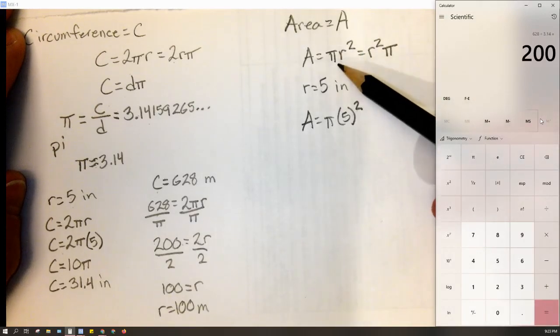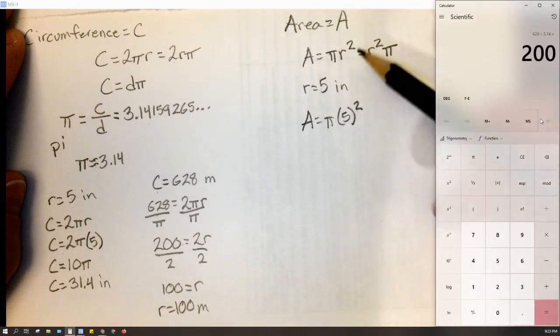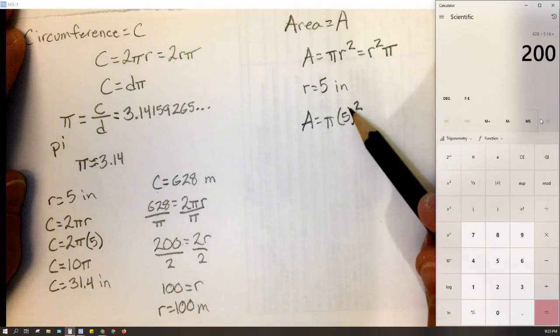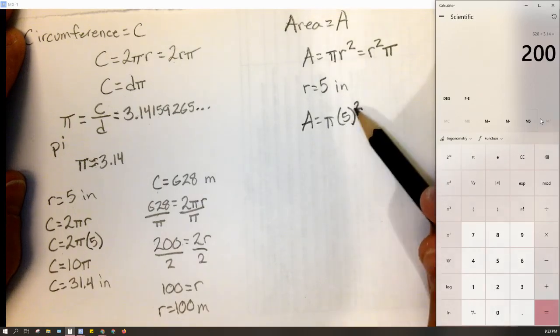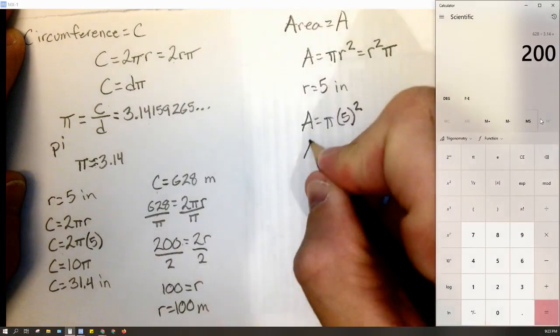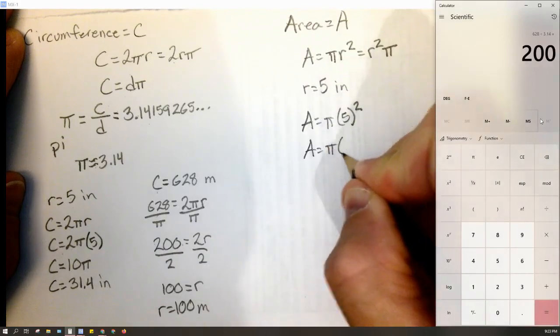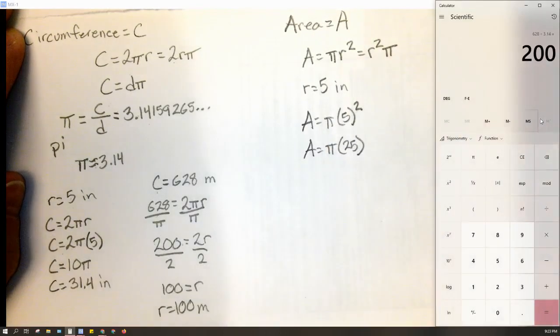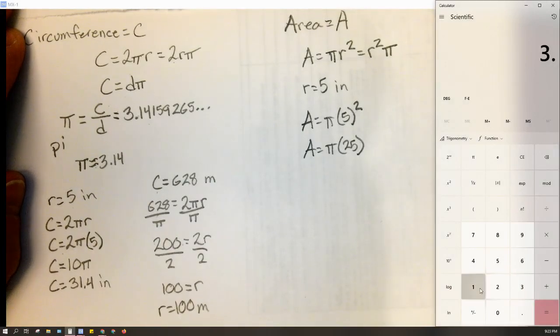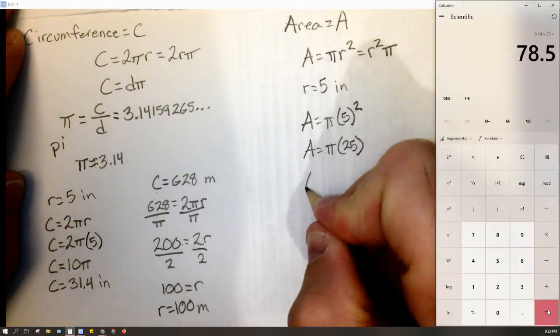Remember, squared means times itself. So pi times r, okay? So this means pi times 5 times 5, which is 5 squared. So that's 25. So the area equals pi times 25. And so all you have to do is go over to your calculator and say, all right, well, what is pi times 25? 3.14 times 25 equals, and you get 78.5 if you're using 3.14.